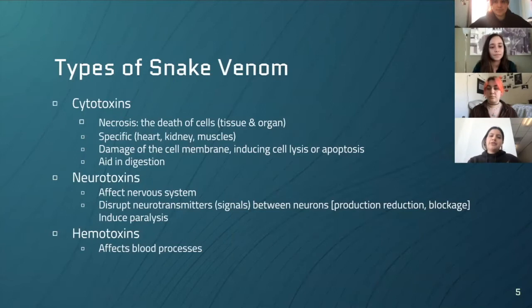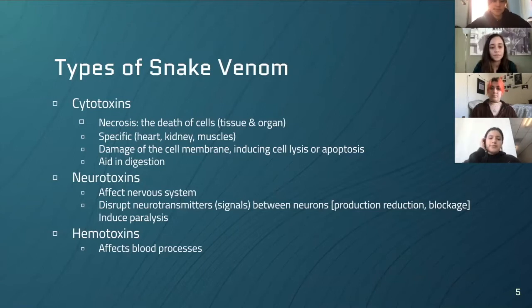In general, there are 3 main types of substances that the venom of a snake falls into: cytotoxins, neurotoxins, and hemotoxins. As mentioned previously, cytotoxins induce the death of cells through damaging of the cell membrane, cell lysis, or apoptosis. The cytotoxins that exist in venom are varied and specific in the type of cells that they destroy. For example, cardiotoxins are specific to the death of heart cells.